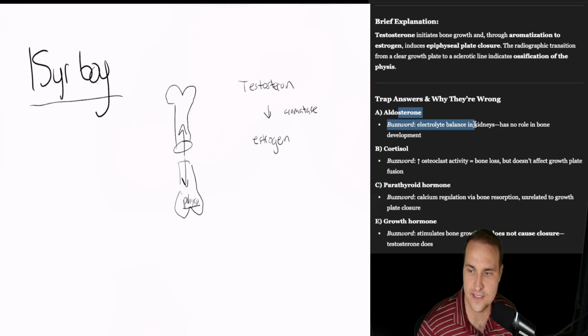Other answers: aldosterone, that's in the kidneys, does not have a role in bone development. Cortisol contributes to your osteoclast activity, so you get bone loss, but it's not affecting the growth plate fusion. And parathyroid hormone is the calcium regulation via bone resorption, and that's unrelated to the growth plate closure. And then growth hormone stimulates it, but does not cause the closure. That's the aromatization to estrogen from testosterone.